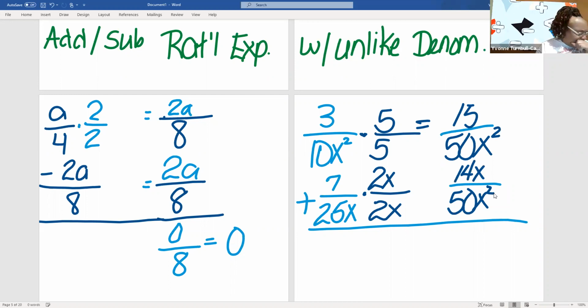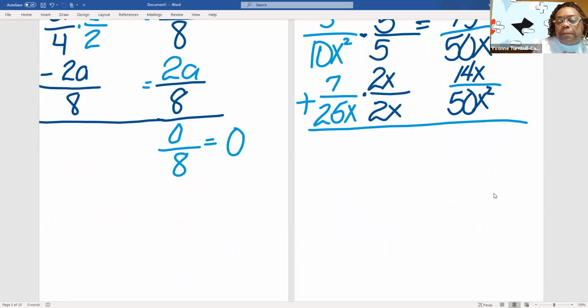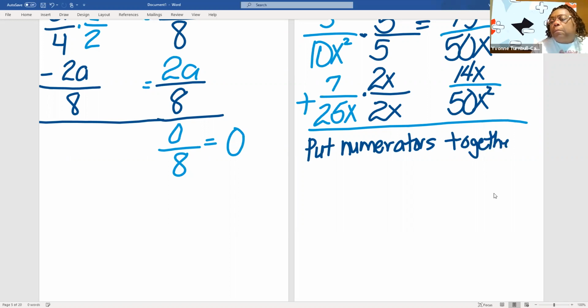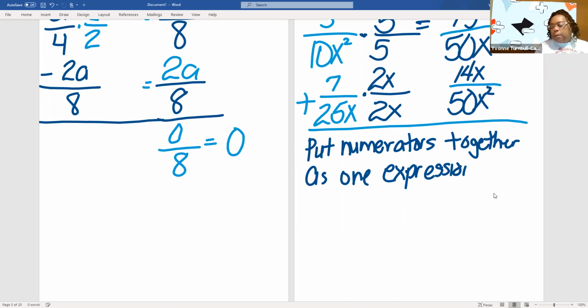Now, put the numerators together as one expression.